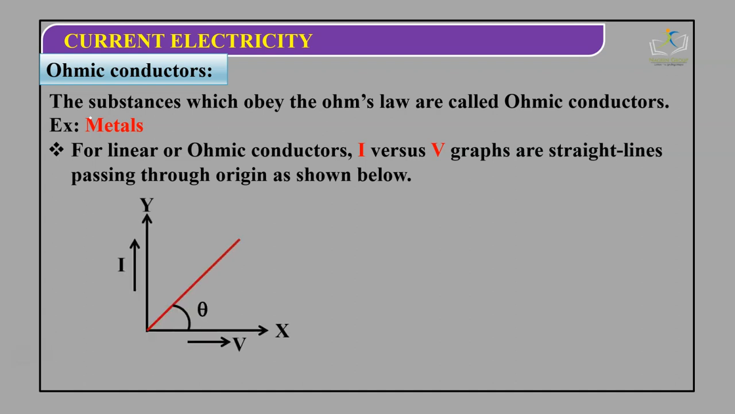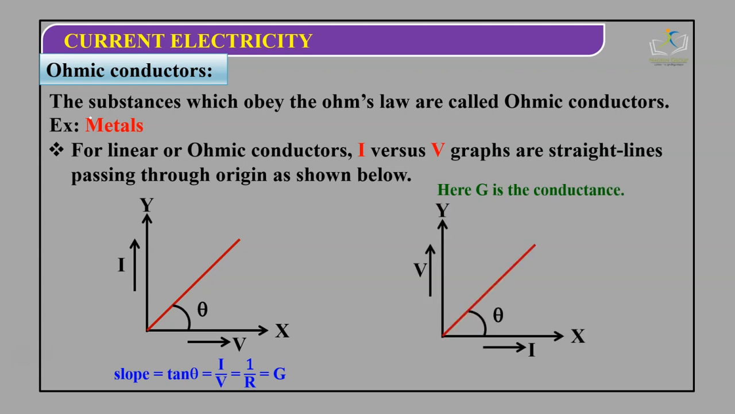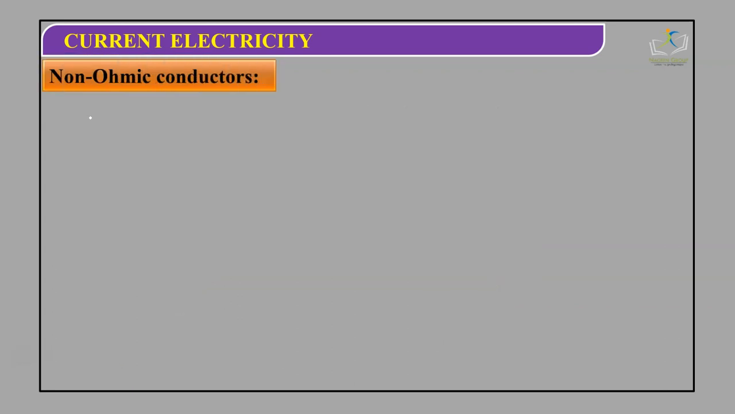For a linear or ohmic conductor, the I versus V graph will be a straight line. That means the slope, tan theta, gives I by V, which is 1 by R, equal to G. G will be the conductance. Again, if I make the graph for V versus I, this will give the resistance. I versus V gives conductance, and V versus I gives resistance.